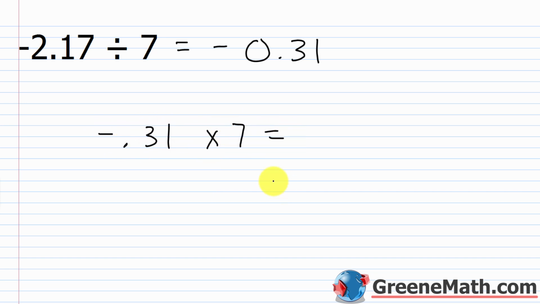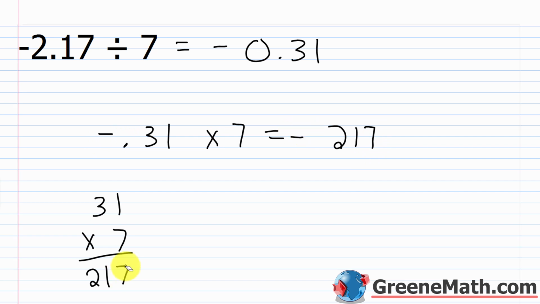So what is 7 times 31? So 31 times 7. 7 times 1 is 7. 7 times 3 is 21. So we would have 217 there. Remember, it's a negative times a positive, so that gives us a negative. And then we just need to figure out how many decimal places we have between the factors.